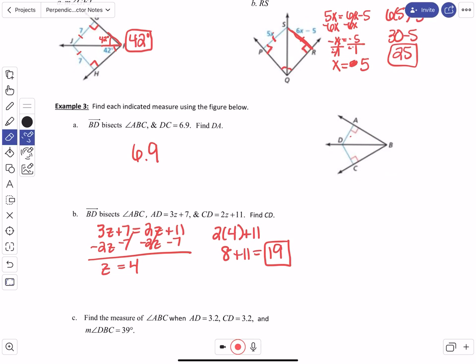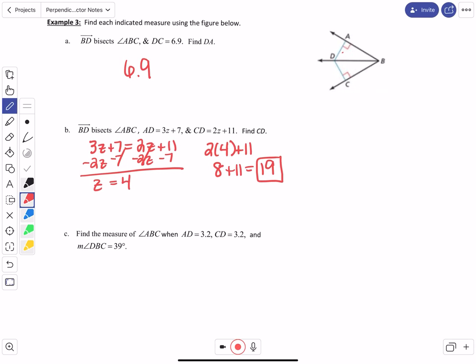All right, so it says find the measure. Let's see here. Find the measure of angle ABC when AD is 3.2 and CD is 3.2. Okay, so that tells us that these are congruent. Since those are congruent and we have these 90-degree angles, we can conclude that those two angles are the same. And the measure of DBC is 39 degrees. So this angle here is 39 degrees.